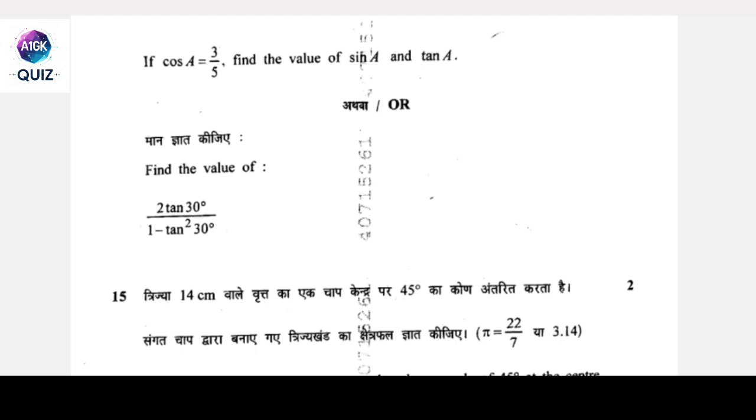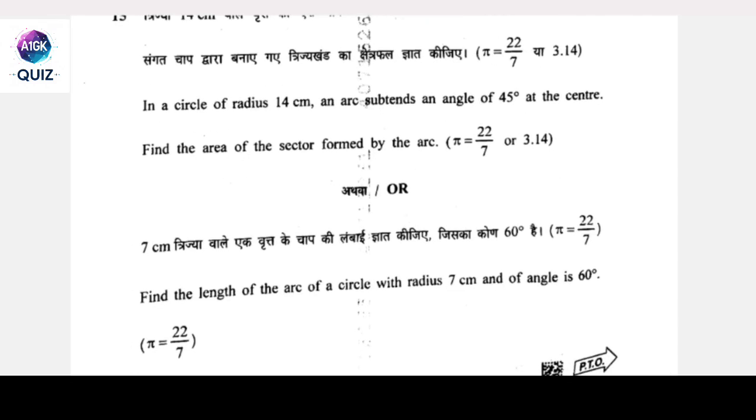Our question is find the value of 2 tan 30 degree upon 1 minus tan square 30 degree. On putting the value of tan 30 is equal to 1 by root 3, on simplification we get the answer of the given question.